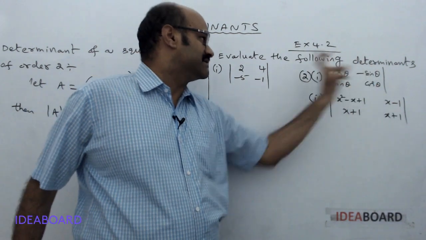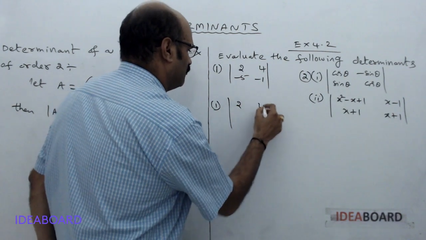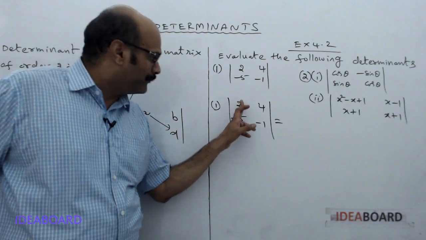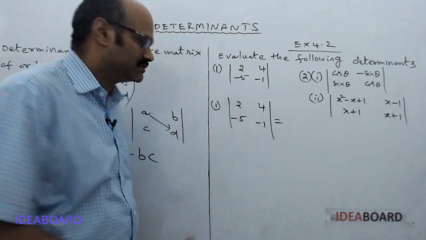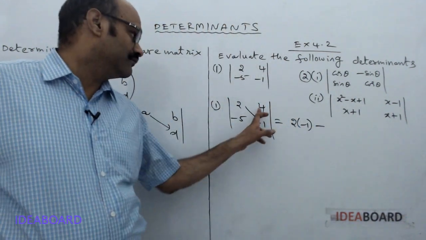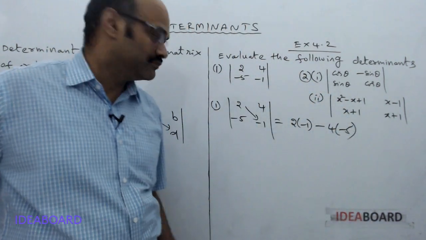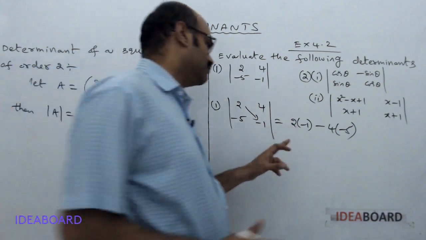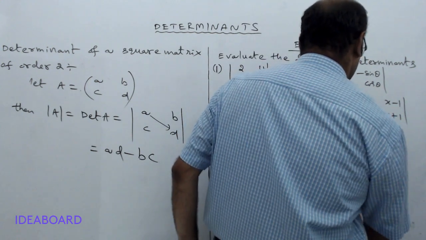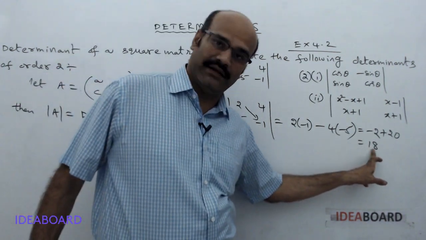Now here, evaluate the following determinants. First problem, determinant of 2, 4, minus 5, minus 1 equal to, first we have to take the product of principal diagonal elements, 2 into minus 1, minus 4 into minus 5, equal to minus 2 plus 20, so equal to 18. So the determinant of a square matrix is always a scalar.